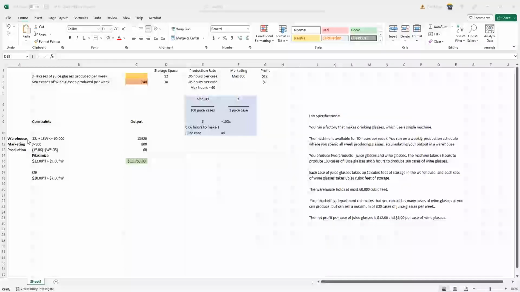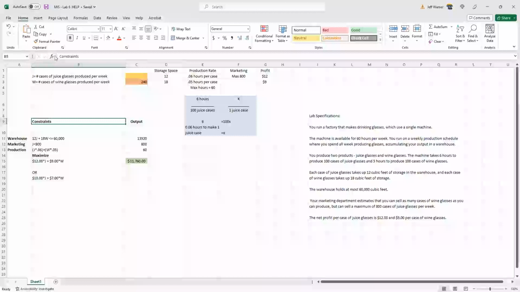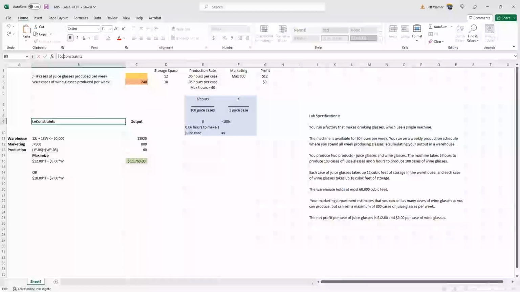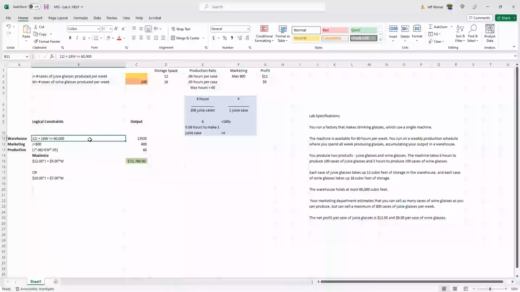Second of all, we identify our three constraints. Then we set up the logical constraints. In fact, I'm going to go over here and type in the word logical. Now, these logical constraints, you and I as humans understand, but Excel doesn't understand. So the first one is the warehouse.